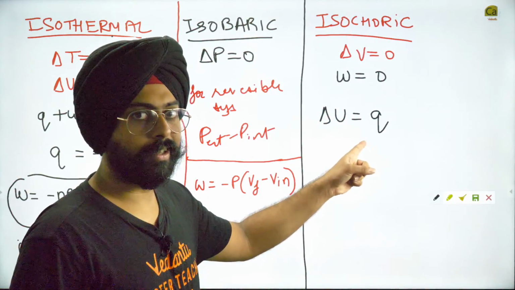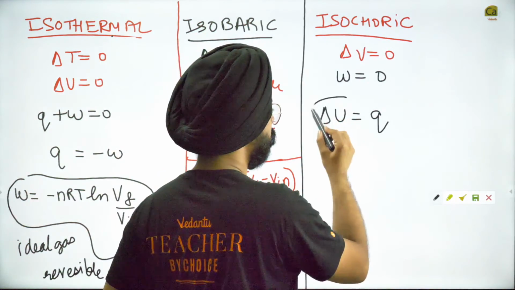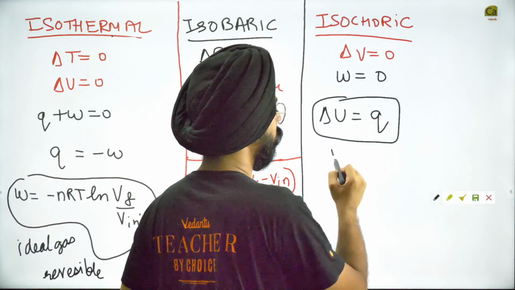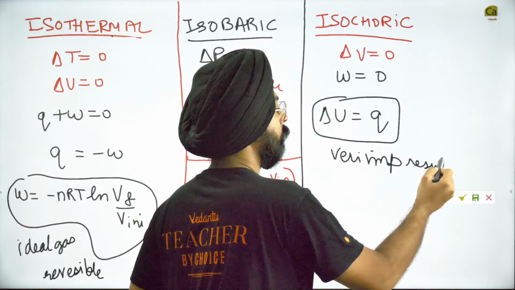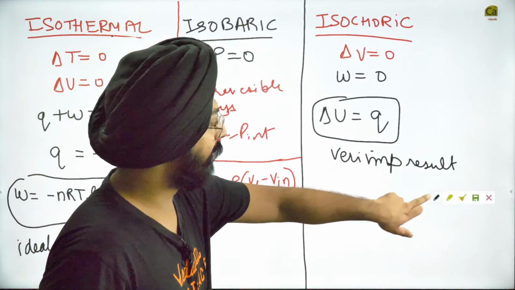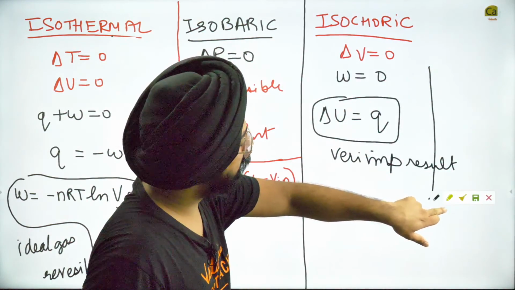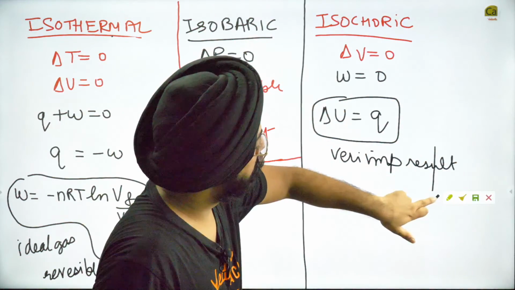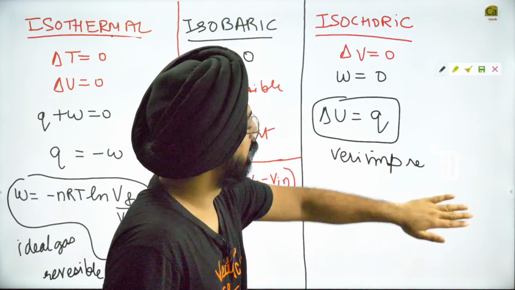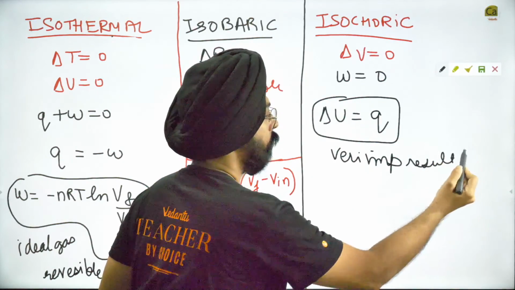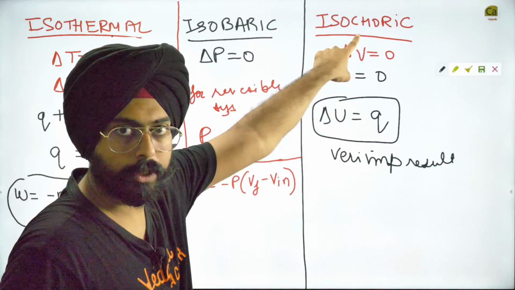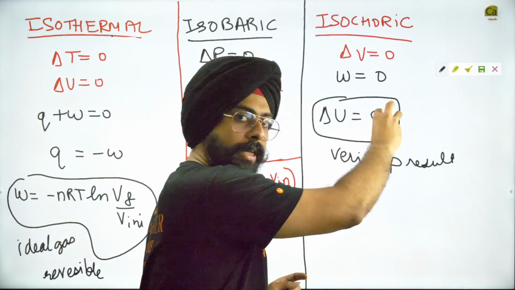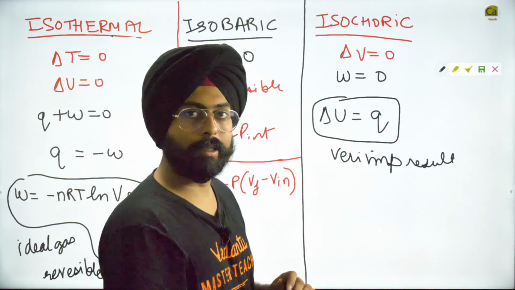This result is very important for us. What is this result? This result says that in case of an isochoric process, the heat changed in that system is equal to the internal energy change.